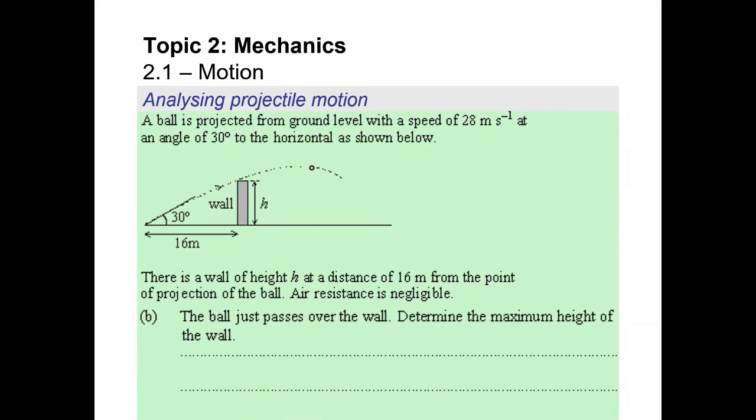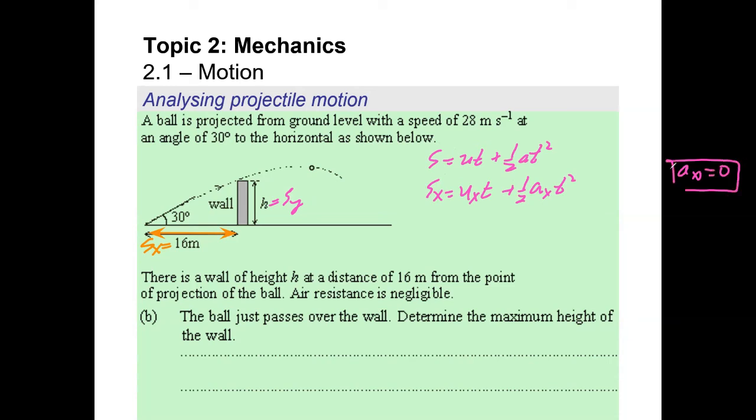The ball just passes over the wall. Determine the maximum height of the wall. So we need to find the height of the wall, and we utilize the formula s equals ut plus 1 over 2 at squared. Let's write it down for the x component. Acceleration in the x component equals 0, so sx equals uxt. The range is 16 meters, and the initial velocity in the x component is 24, as we calculated in the previous slide. And t equals 0.67 seconds.